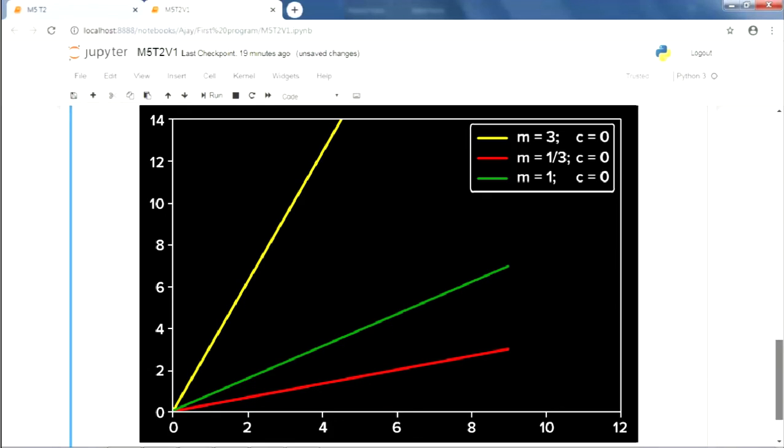In the next tutorial, we will discuss how we can find the parameters m and c which represent the best fit line. See you then.